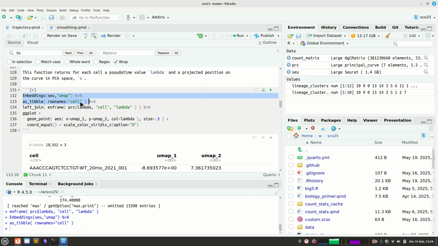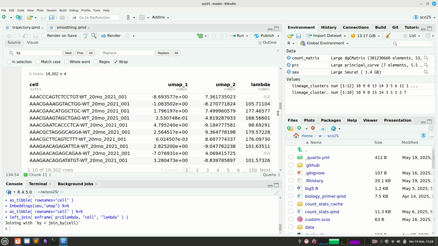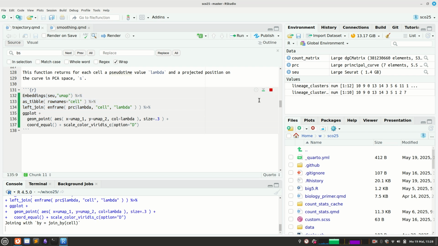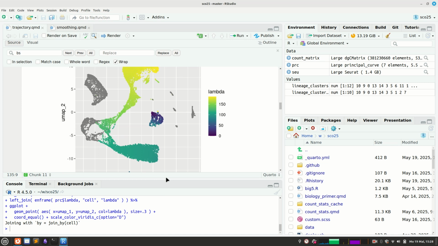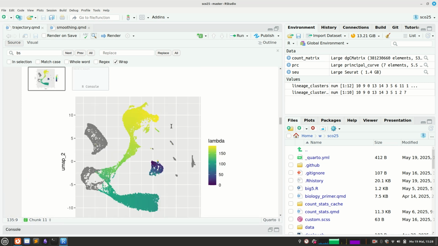So what I have constructed here is simply a table which gives next to each UMAP coordinate the lambda value of the cell, and NA in case it wasn't in the lineage. And now I can plot this. And now I see my UMAP again. And on this UMAP, I now see which pseudotime was assigned to each of these cells. And we can see that the principal curve seems to start here and seems to end here.